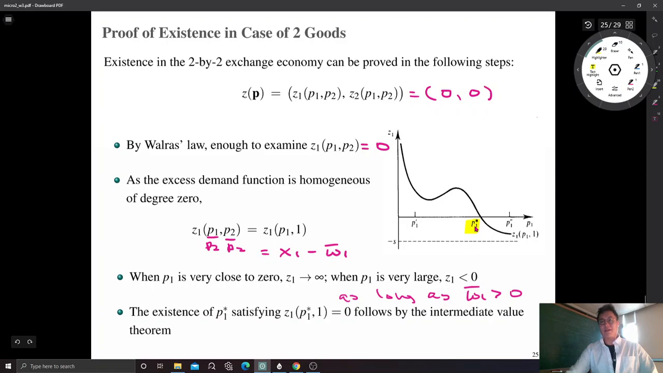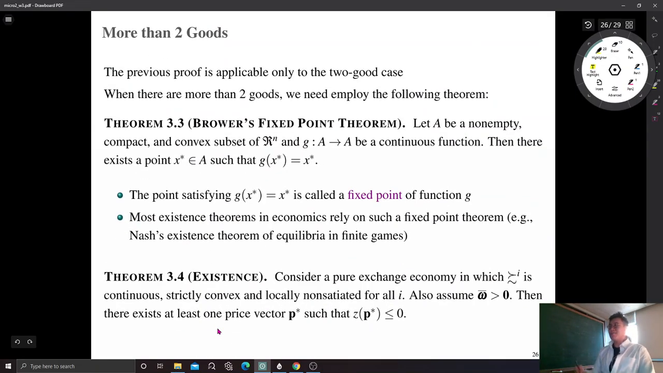So there must be some point at which the function will pass through the horizontal axis. So there is a solution, p1 star, to this equation. So that is the way to prove existence in the case of two goods. The existence formally follows by the intermediate value theorem. Now the problem is, unfortunately, this proof is only applicable to the two-good case. There's no way to extend this theorem to the several-good case.